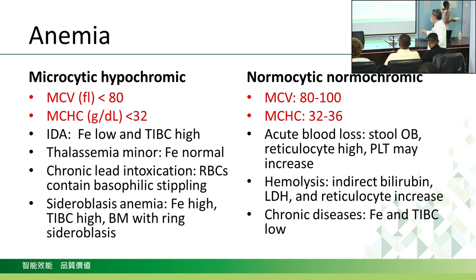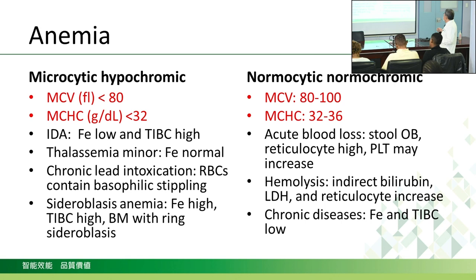Condensed basophilic stippling. Sideroblastic anemia: you can see high iron, high TIBC. Bone marrow will show ring sideroblasts, because this is a congenital disease.